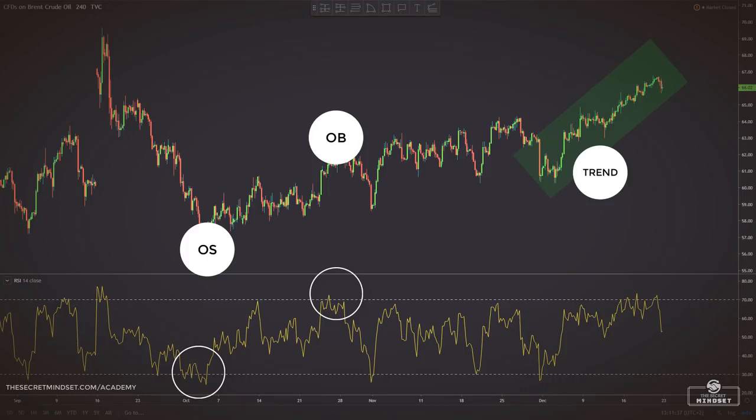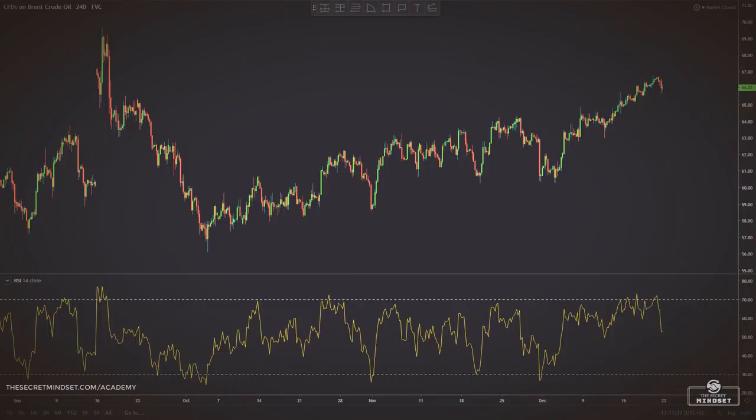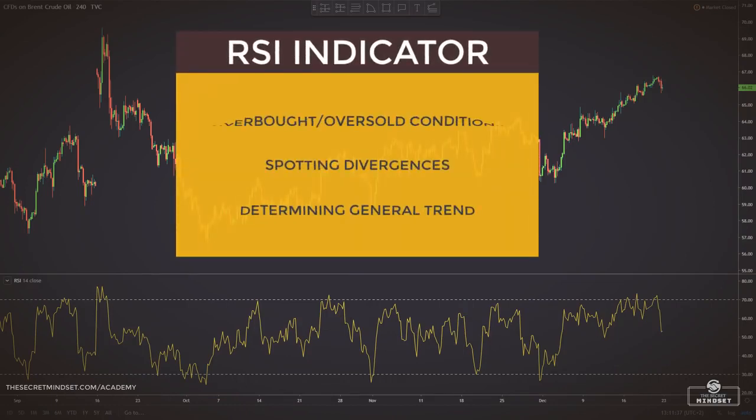The Relative Strength Index is a momentum oscillator that measures the speed and change of a price movement. The RSI oscillates between 0 and 100 and is often used to measure overbought and oversold conditions in the market, to spot divergences, or it can be used to identify the general trend.